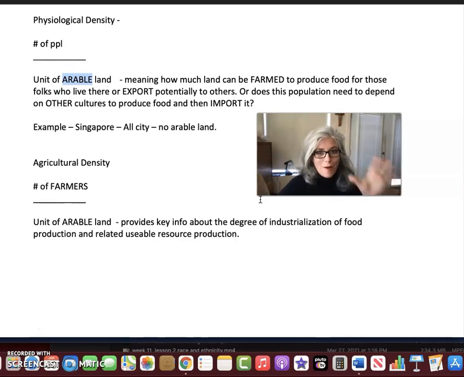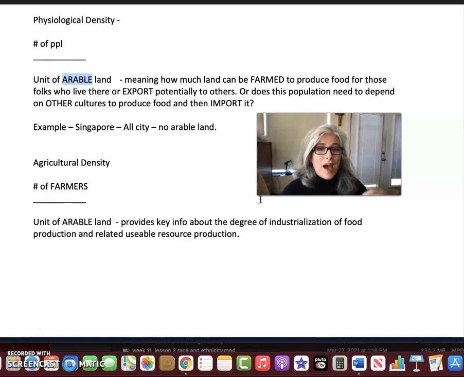So we still want to know how much land is available to be farmed, but now we want to know the number of farmers. And this tells us a key thing about the kind of work that the population in the area has to do. Is there a degree of industrialization in the area, or is this an unmodernized place? In other words, do you have to have a lot of hands, a lot of elbow grease, like my grandmother would say, to work the land to produce enough to feed the people in the area?